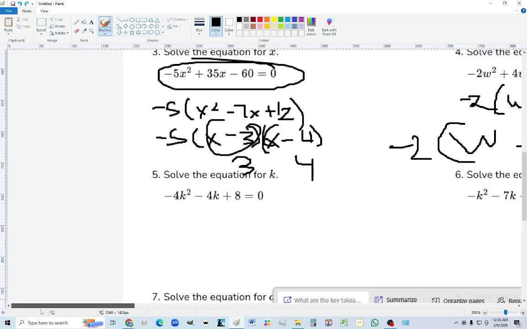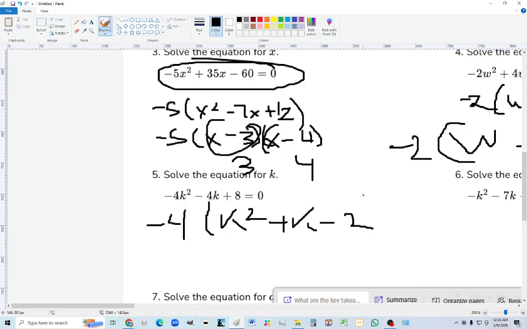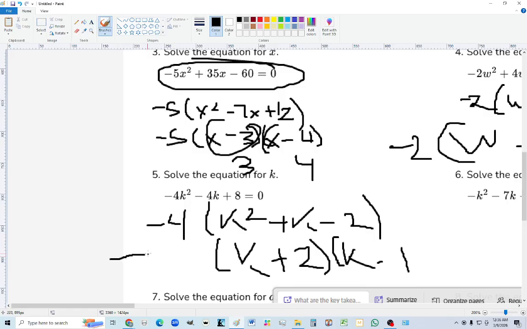Slightly different. Here we take a minus 4 out. We'll get k squared plus k minus 2. So we're looking for the factors of k plus 2 and k minus 1. Doesn't matter if there's the minus 4 in front. The solution is still minus 2 and 1.